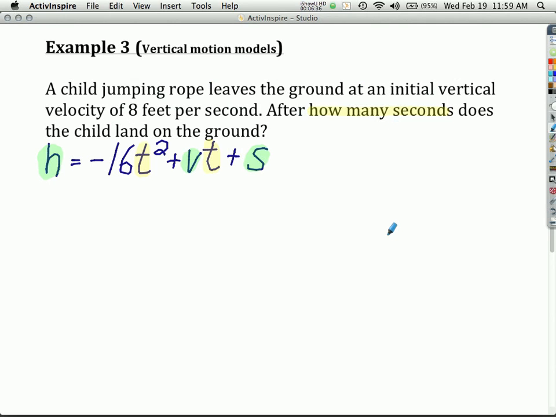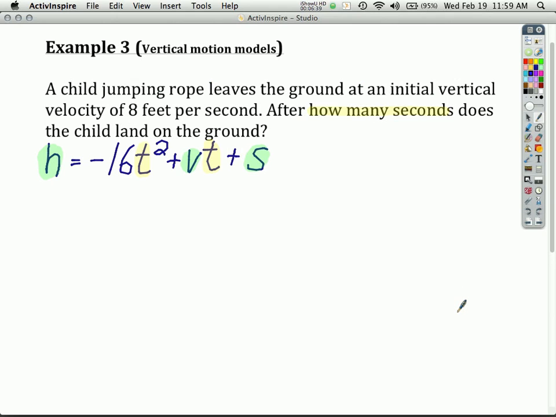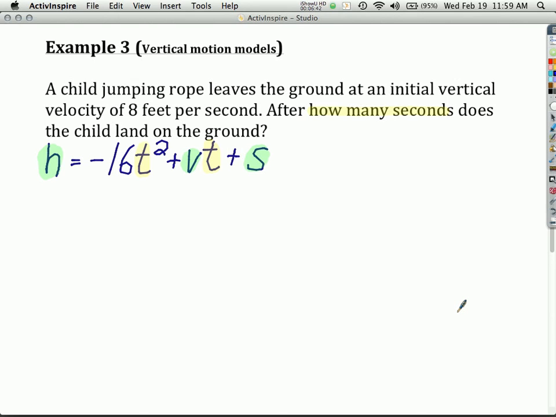Let's start with something simple. And we'll fill in one piece at a time. 8 feet per second is the initial vertical velocity. Where does that go? Shelby? Very good. So it's going to go in place of V. So this term is going to become 8t. Now, the negative 16t squared is not going to change because there's no variable for us to put something in. So this is going to be negative 16t squared plus 8t. The equal sign is going to be right there.